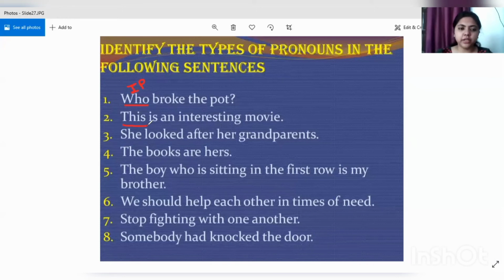Ma'am, please ask anybody to. Yes, ma'am. Good morning, teacher. Good afternoon, Pranjal. Good afternoon. Ma'am, in this sentence, she is a pronoun and it is a personal pronoun. Yes, she is a personal pronoun. What about her? What about her, Pranjal?